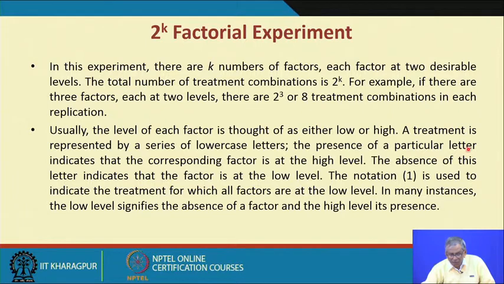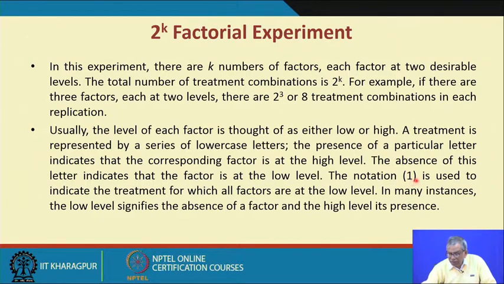The presence of a particular letter indicates that the corresponding factor is at the high level. That means suppose you consider three factors a, b and c. If you use one combination as small a, it means that factor a is at the high level, whereas factor b as well as factor c are at the low level. So the absence of a letter indicates that the factor is at the low level. This point you just keep in mind while you write the notations for a particular combination.